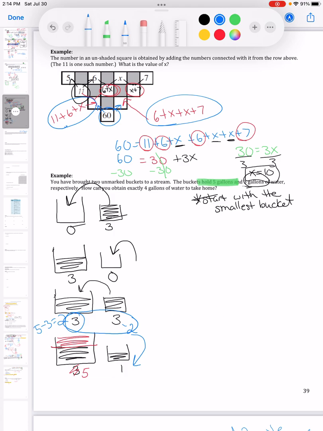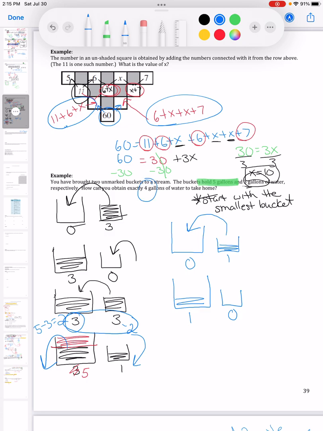This 5 gallons, it might sound crazy, but I'm going to empty it out. So now I have none, and I just have 1 gallon in the small bucket. Just stick with me. You can rewatch this if you need to. I'm going to take that 1 gallon, I'm going to put it in the big bucket, and the little bucket has none.